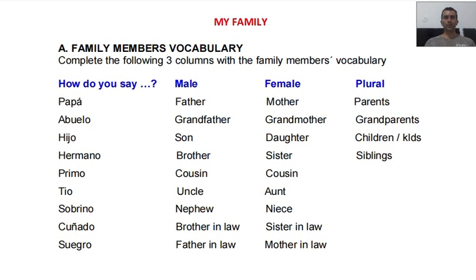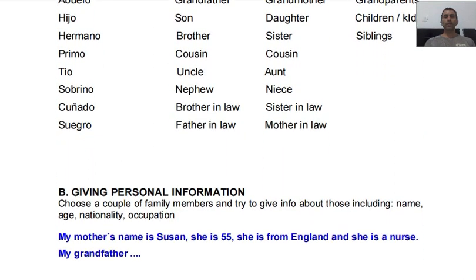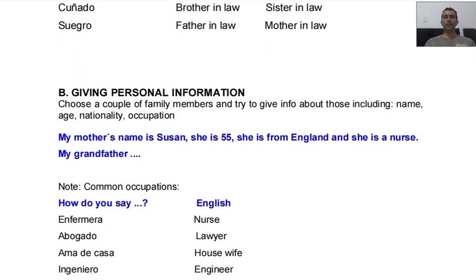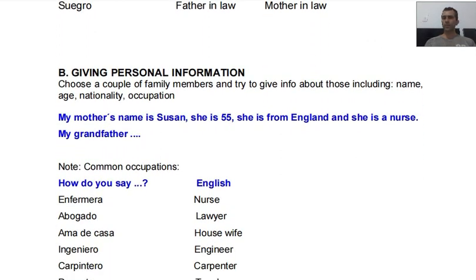Let's continue. Part B, giving personal information. So the idea right here is to give some information about someone else, including names, ages, nationality, and occupation.